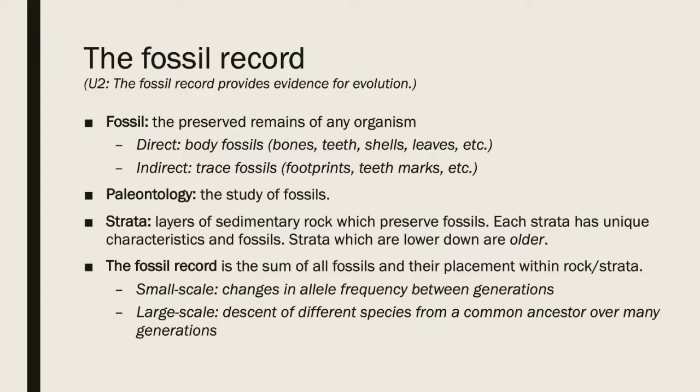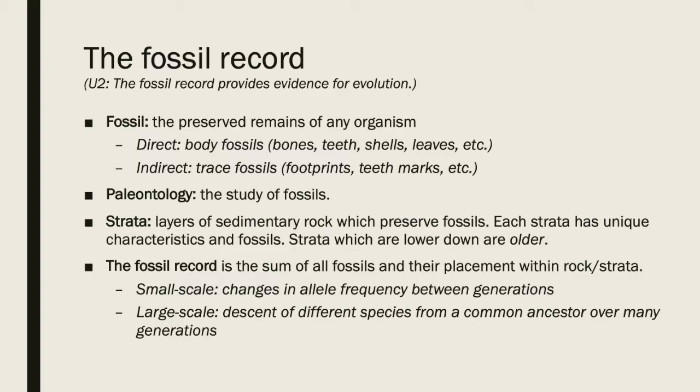Paleontology is the study of fossils, and it gives us a lot of evidence for evolution. The way fossils are preserved is in strata. Strata are layers of sedimentary rock on the earth, which help to preserve fossils over time. Each stratum has unique characteristics, and they each have different kinds of fossils within them. Strata are arranged in an order. The strata which are lower down in the Earth's surface are older, and then over time, layers of sedimentary rock developed on top of these, and then more and more. So the strata higher up are newer strata, and thus the fossils within these are newer fossils.